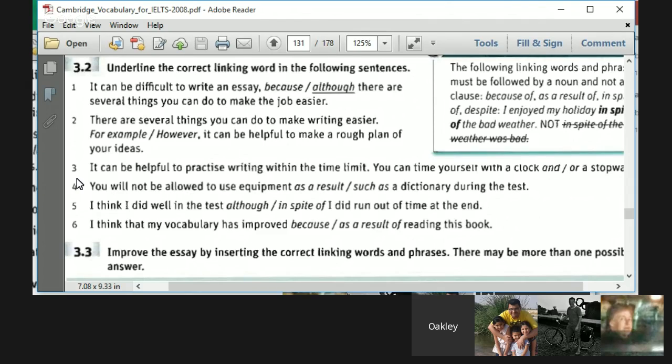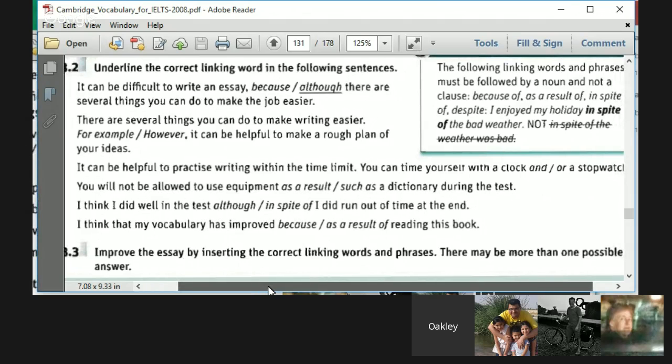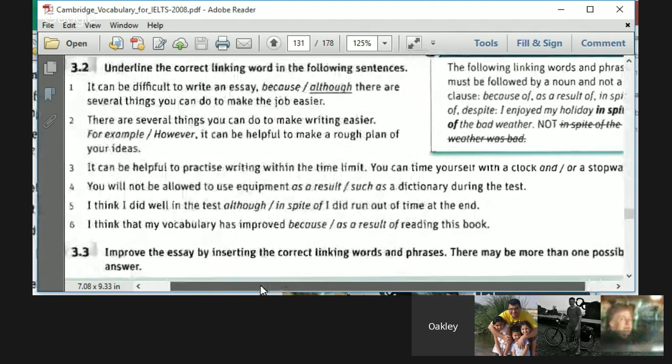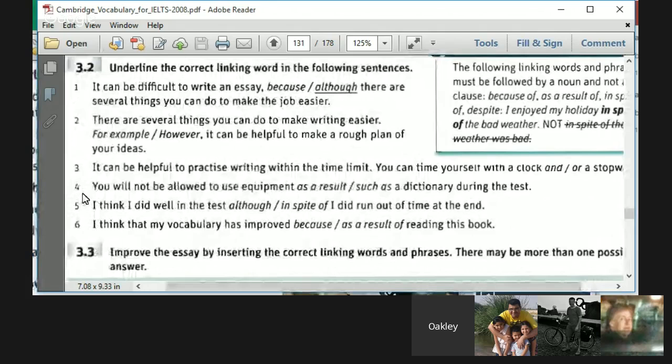Nasser, number 3. It can be helpful to practice writing within the time limit. You can time yourself with a clock or a stopwatch. Or a stopwatch, yes, an alternative. Okay, very good. Ken, number 4. You will not be allowed to use equipment such as a dictionary during the test. Okay, such as, an example. Very good. Michael, number 5.